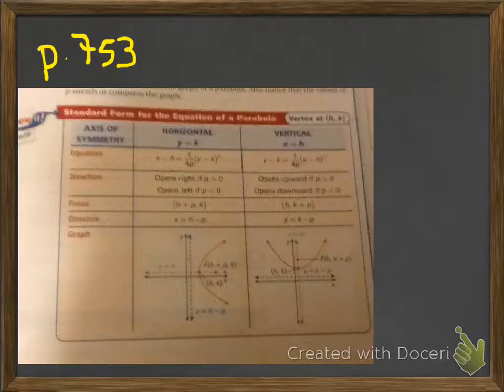Okay, on page 753, what happens when your center is not at 0, 0? And that's what the next examples are going to be. So on page 753, you see this, and see how this is done. Look how this is set up with the h and k. So kind of keep that in mind as you're working these.